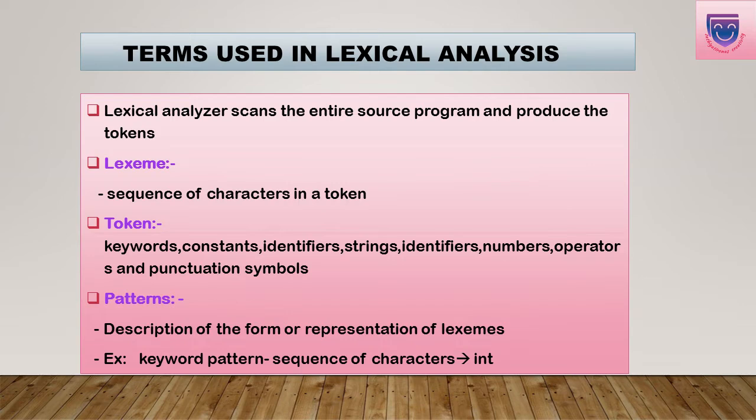So let us see patterns here. What is a pattern? A pattern is a description of the form or representation of lexemes. I will tell you in another way. There are some predefined rules for every lexeme to be identified as a valid token. These rules are defined by grammar rules by means of patterns. For example, the rule for the keyword pattern is a sequence of characters. So the int keyword is identified by the pattern, that is, the sequence of characters i, n, t.